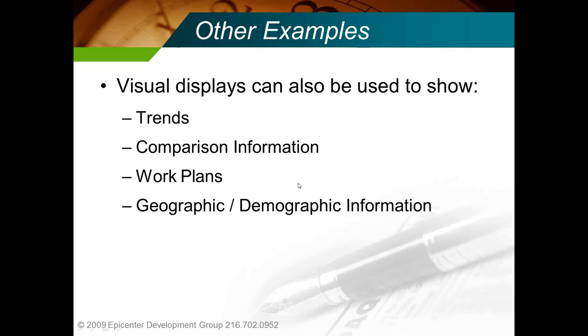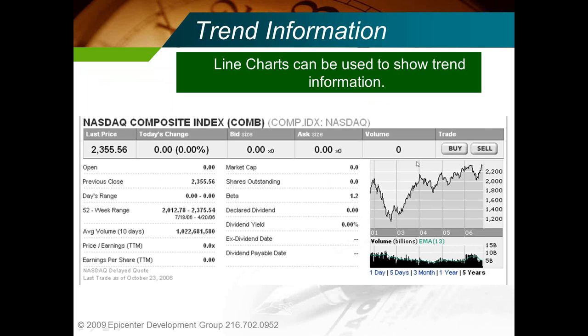Some other examples of visual displays can include things like trend charts. Here's a line chart. I just took this off of a stock tracker, basically. This shows, again, trends. You can see it over years or days.